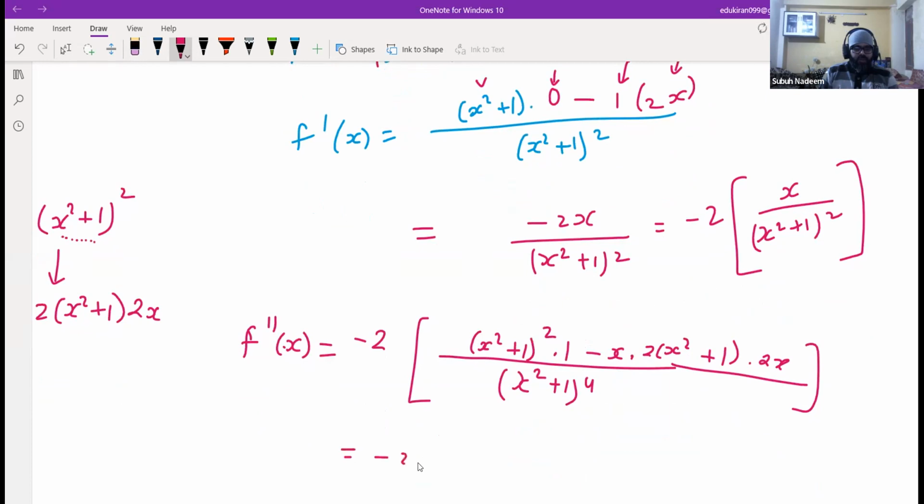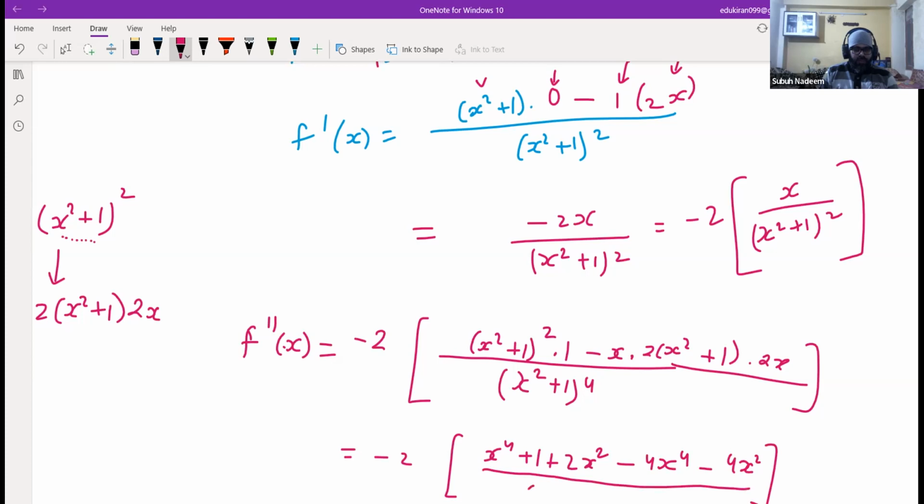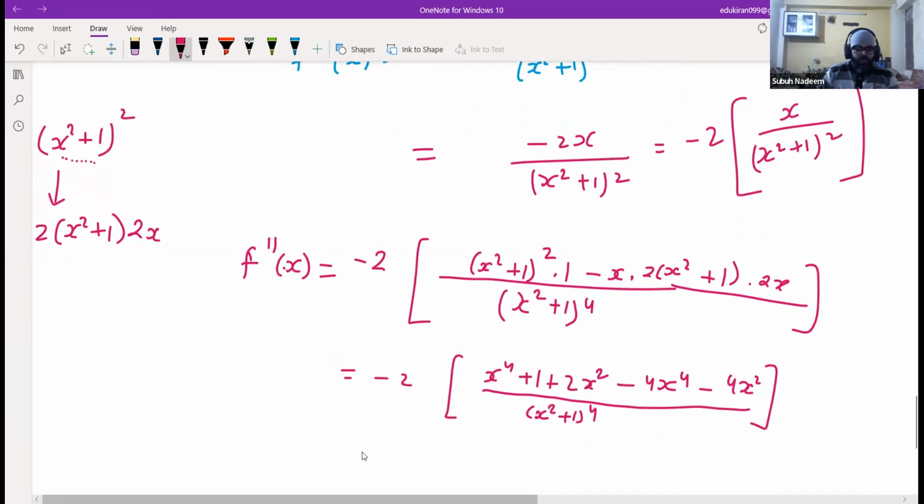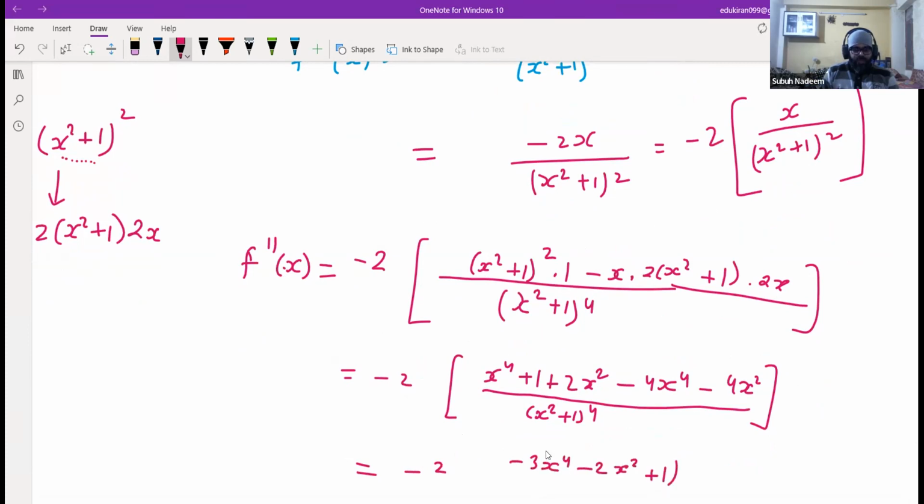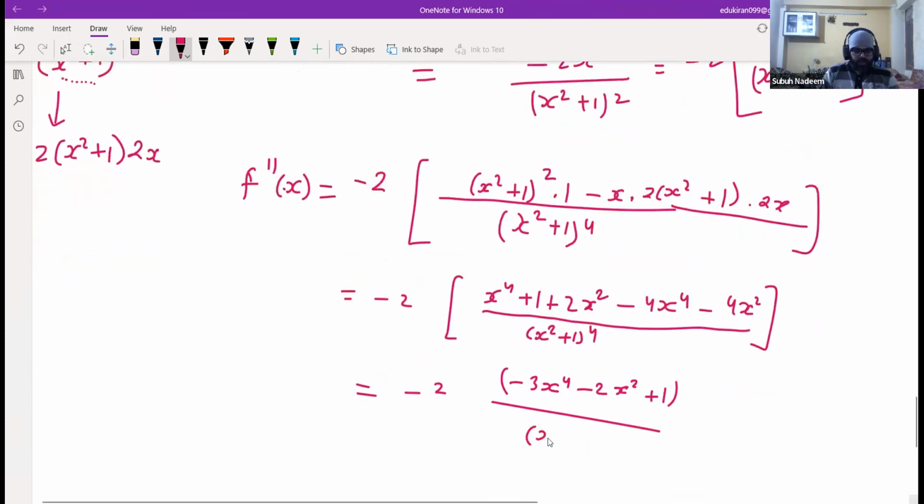So this would be minus 2 x to the power 4 plus 1 plus 2x square. This will become minus 4x to the power 4 minus 4x square by x square plus 1 to the power 4. This would become minus 2 minus 3x to the power 4 minus 2x square plus 1 in the numerator by x square plus 1 to the power 4.